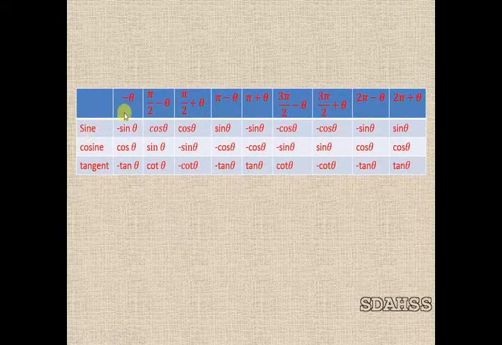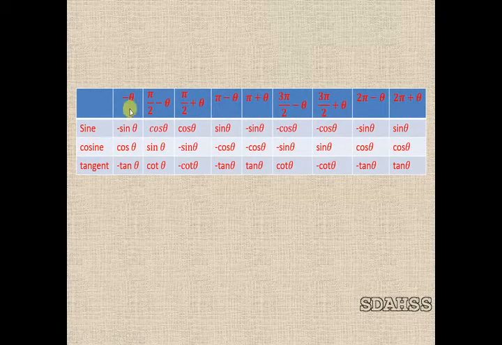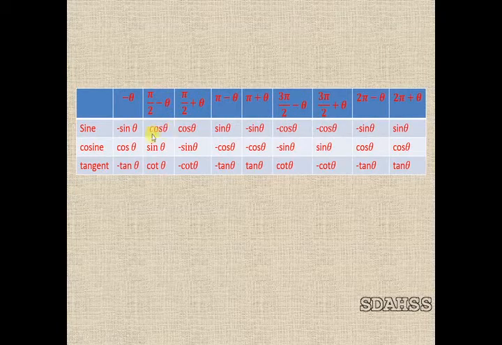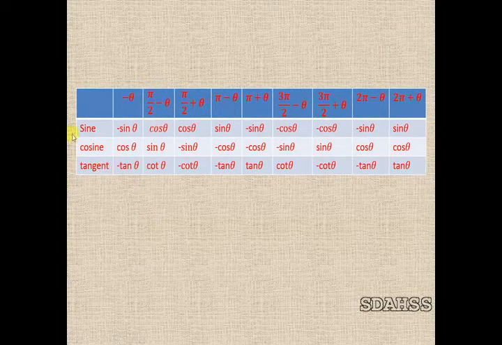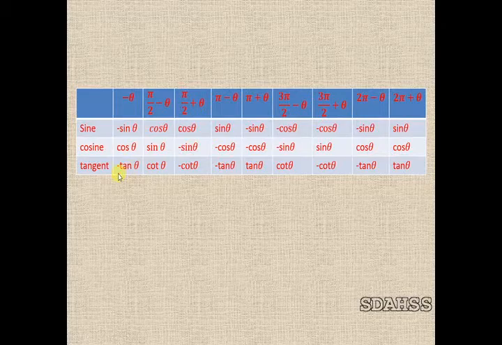That is, sin minus theta means minus sin theta. Cos minus theta means cos theta. Tan minus theta means minus tan theta. Sin pi by 2 means 90. Sin 90 minus theta is cos theta. Cos 90 minus theta means sin theta. Tan 90 minus theta is cot theta. Sin 90 plus theta is cos theta. Cos 90 plus theta is minus sin theta. Tan 90 plus theta is minus cot theta.